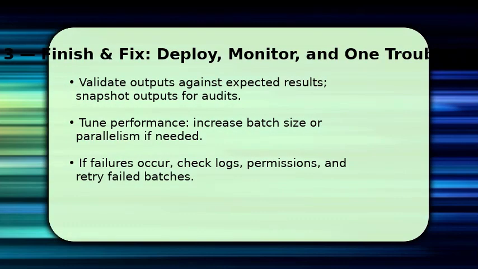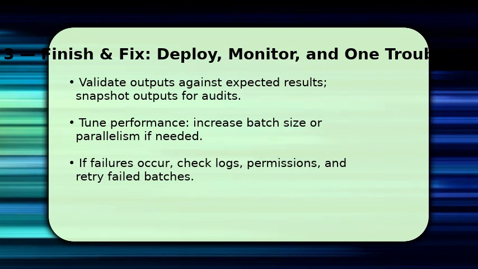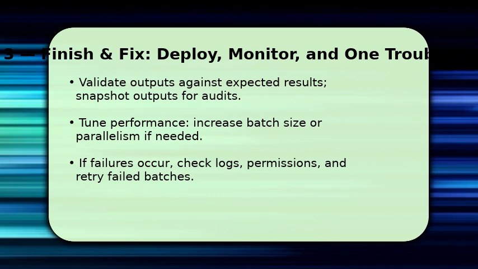You wrap up by validating GG outputs in CPM and ensuring they match expectations. Compare results to your baseline, snapshot the outputs for audit purposes, and then tune performance by increasing batch size or enabling more parallel workers if throughput is low. Once finished, archive the run configuration for repeatability.